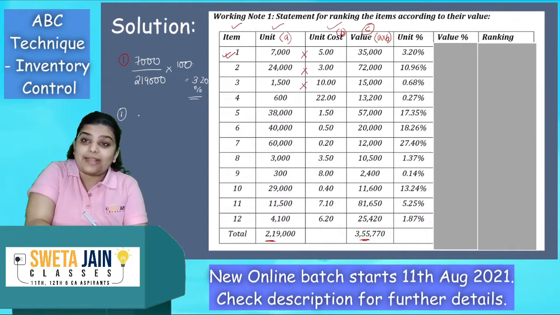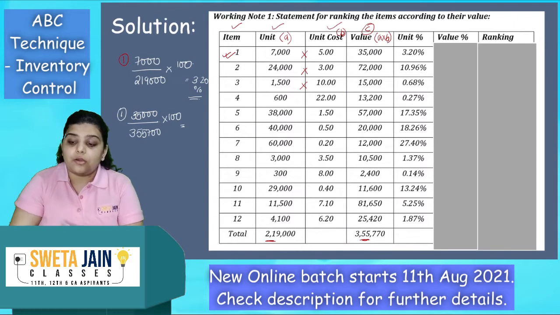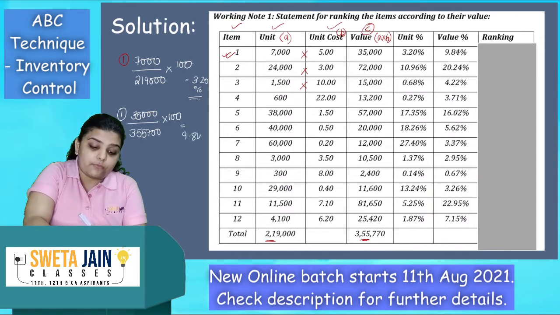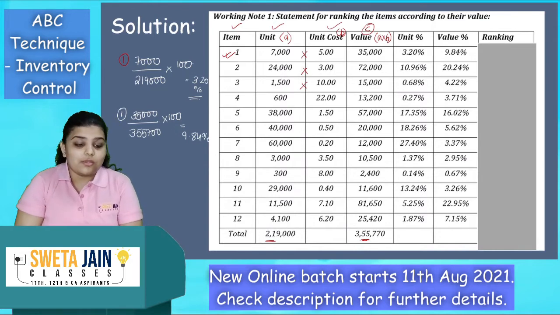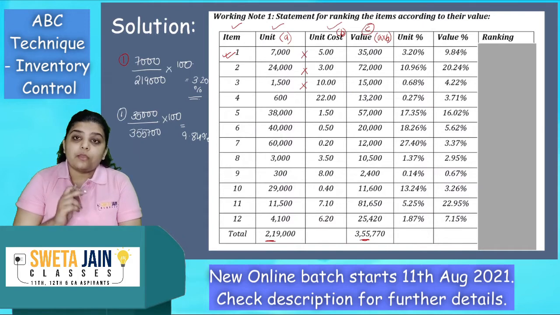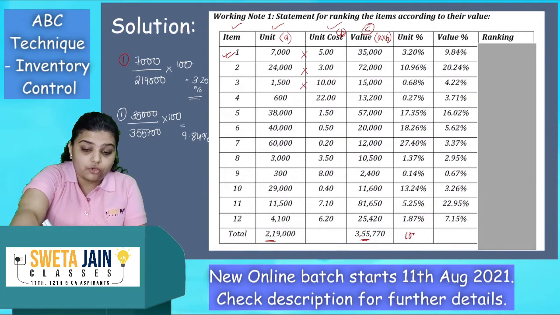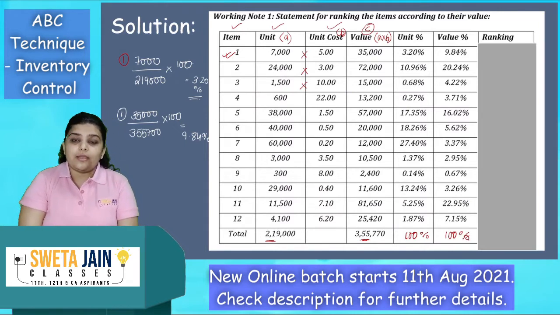Similarly, for the first one, I will calculate the value percentage. The value is 35,000 out of 3,55,700 into 100. So this will give me the value for the first one, that is 9.84%. And so on. You can do it for all the 12 items. You can pause the video here and write this down. Please don't copy. Try to first find out on your own and then you can see the answer. You can tally the answer. Please make sure when you are doing this, the total of both the percentage columns should be 100%. Both the columns should be 100%.